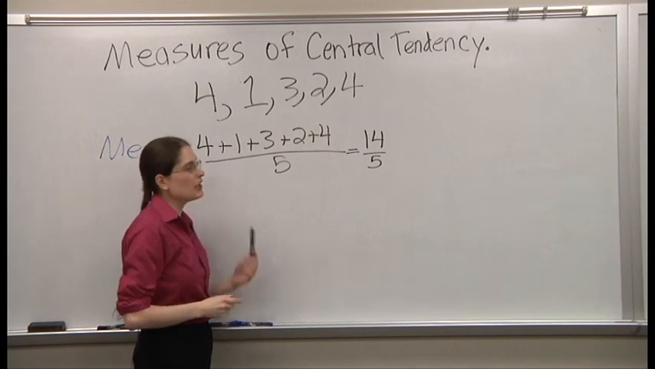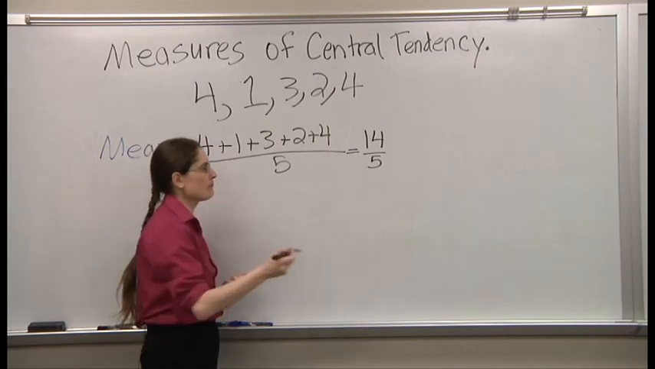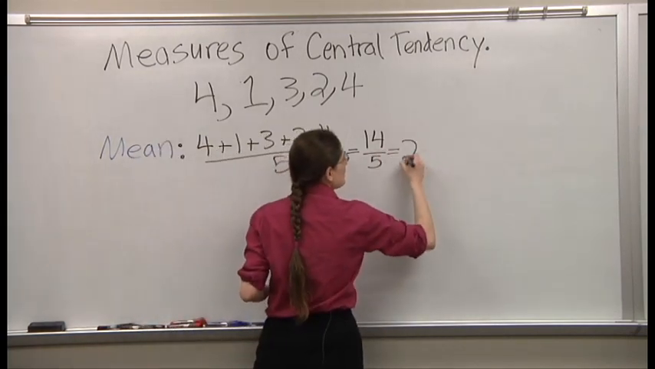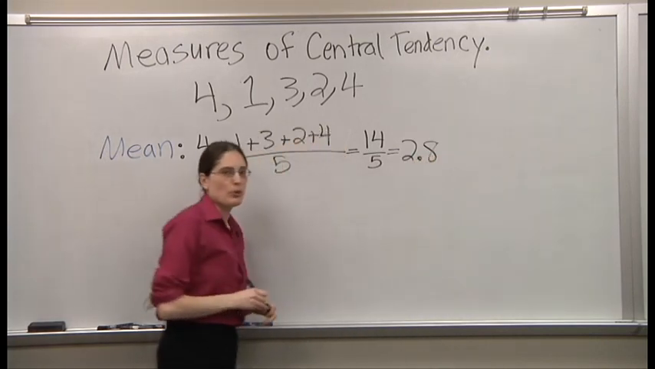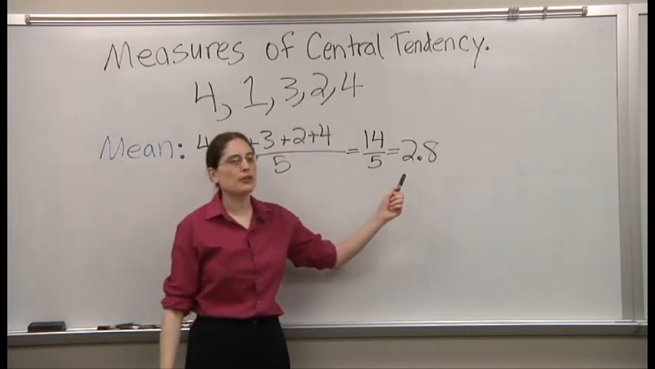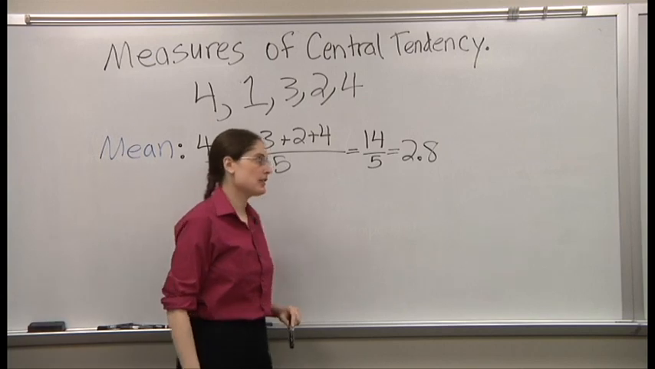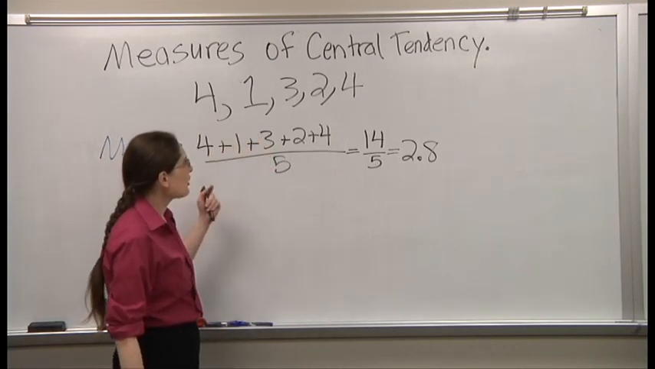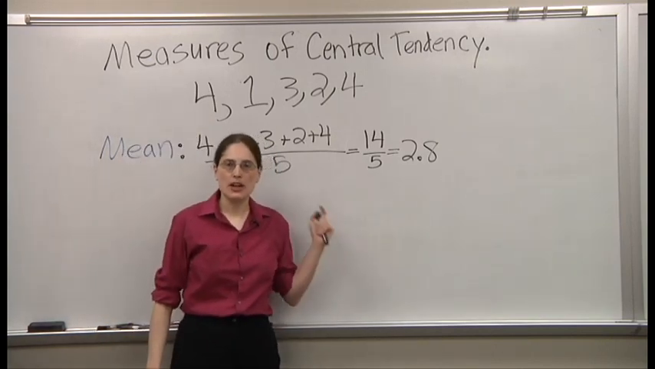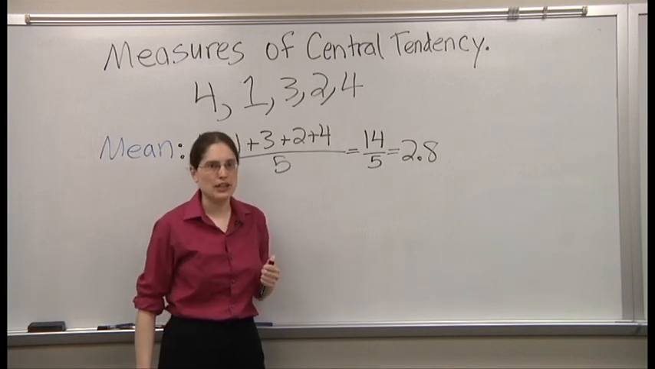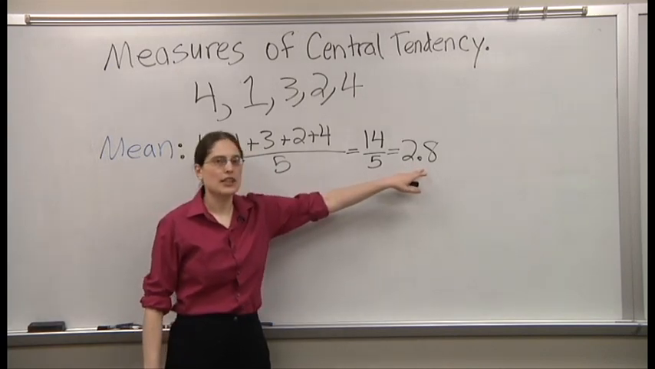14 over 5, which works out to 2.8. We generally prefer decimals in statistics. So, the mean number of cups of coffee that people drink in this area is 2.8.